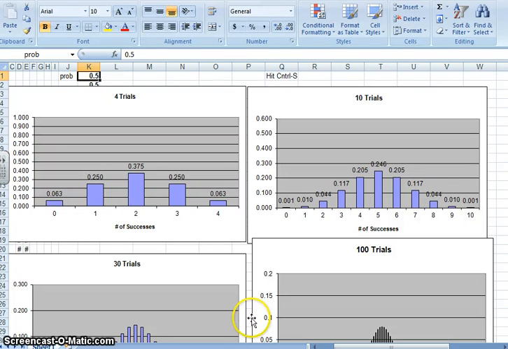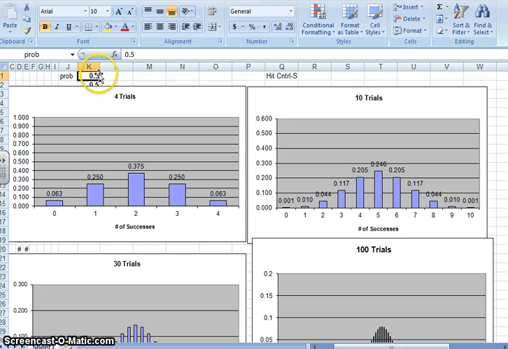All right, the purpose of this video is to investigate when it is appropriate to use a normal model to approximate a binomial model. So what I have here is an Excel spreadsheet where n is equal to different things. We have 4, we have 10, we have 30, and we have 100. And I'm able to input what p is.